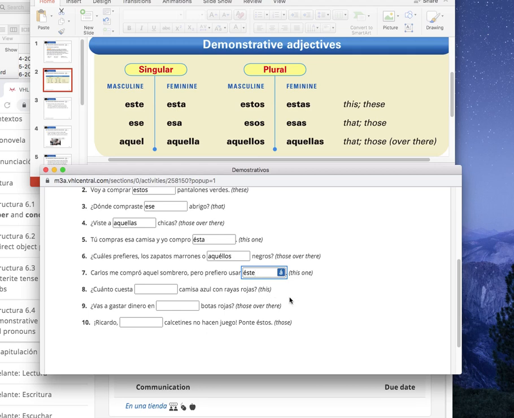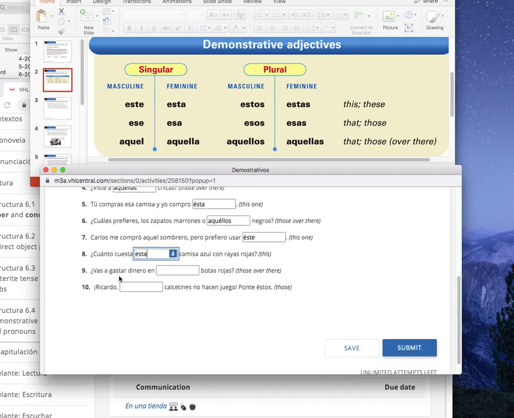8. ¿Cuánto cuesta blank camisa azul con rayas rojas? And we want to say this. Pause. And we're back. ¿Cuánto cuesta this? It's a camisa, right? So it's feminine and singular. So esta. ¿Cuánto cuesta esta camisa azul con rayas rojas? Muy bien.